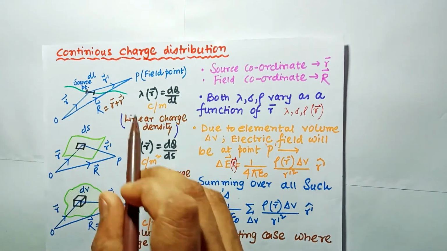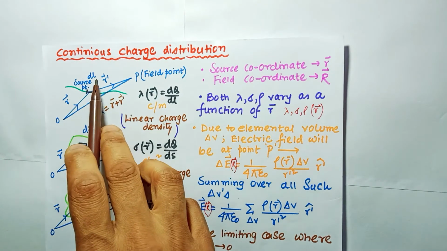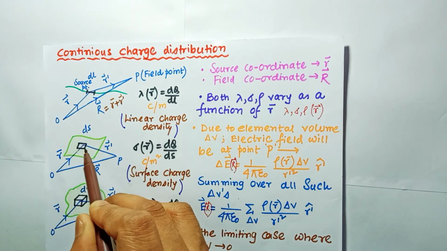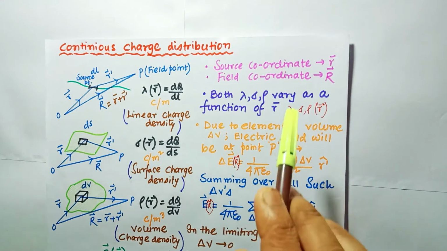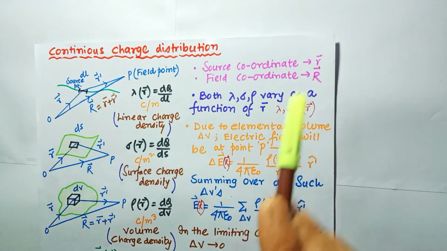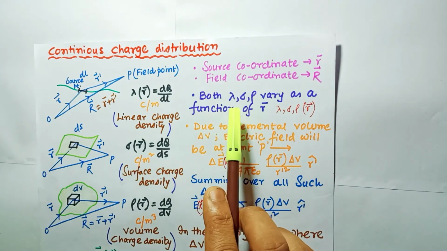The point P is called the field point, and the source point is the elemental length dl, or the elemental surface ds, or the elemental volume dv. So the source coordinate is given by small r and the field coordinate is capital R, and we can write that lambda, sigma and rho are charge densities.